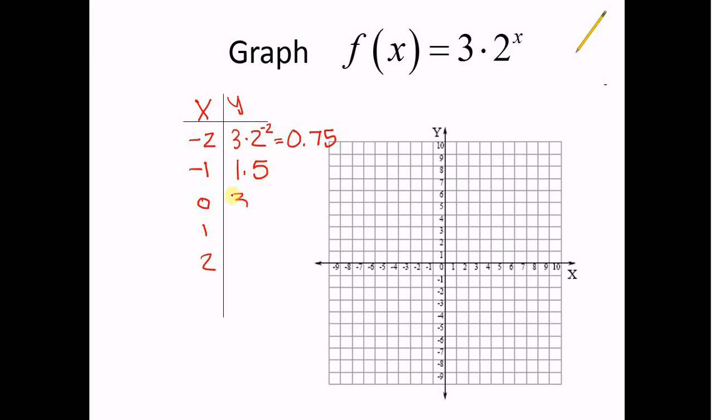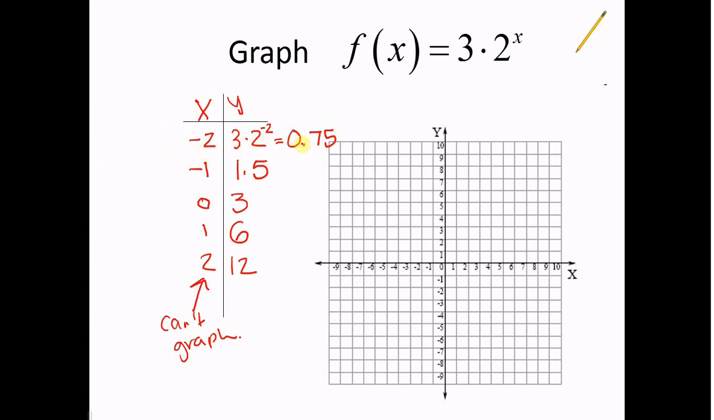0, you should get 3. 1, you should get 6. And 2, you should get 12. Now, can't graph that point. That's fine. That's okay. If that happens, that's fine. We'll just graph what we can graph.